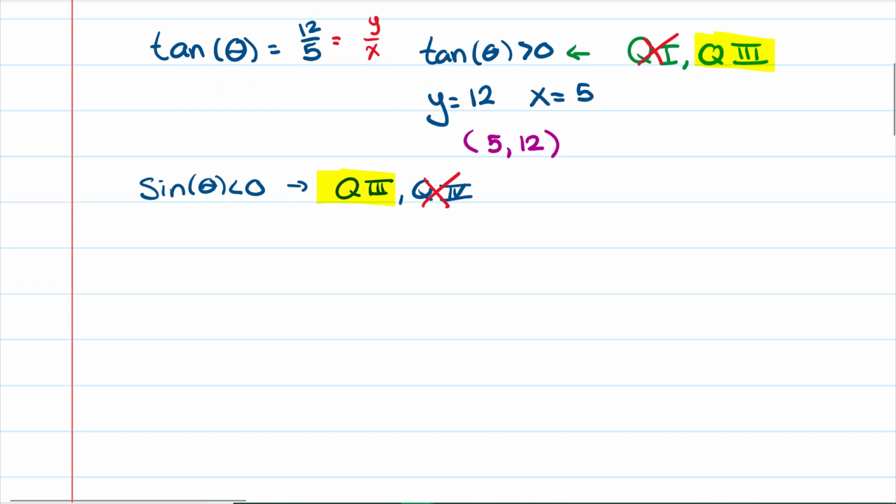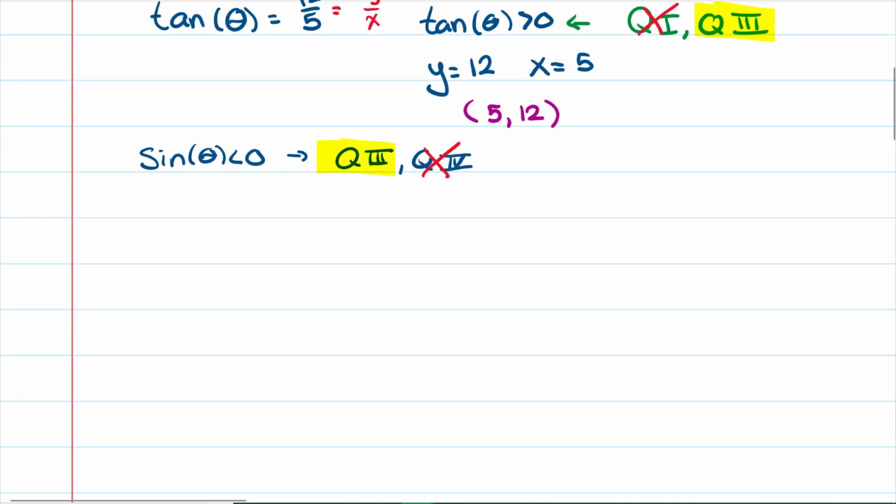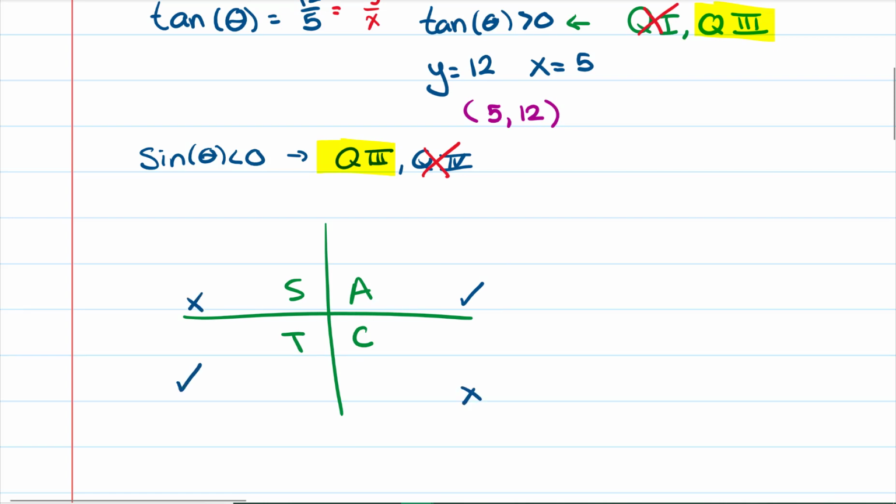Another way you can do this is by drawing a picture to represent this. So I'm going to draw a quick little grid and then put in my acronym, all students take calculus. And if I look at where tangent is positive, I'm going to put a check, and where tangent is negative, I'm going to put an X. So tangent is positive in quadrant 1 and quadrant 3. It's not positive in quadrant 2 and 4.